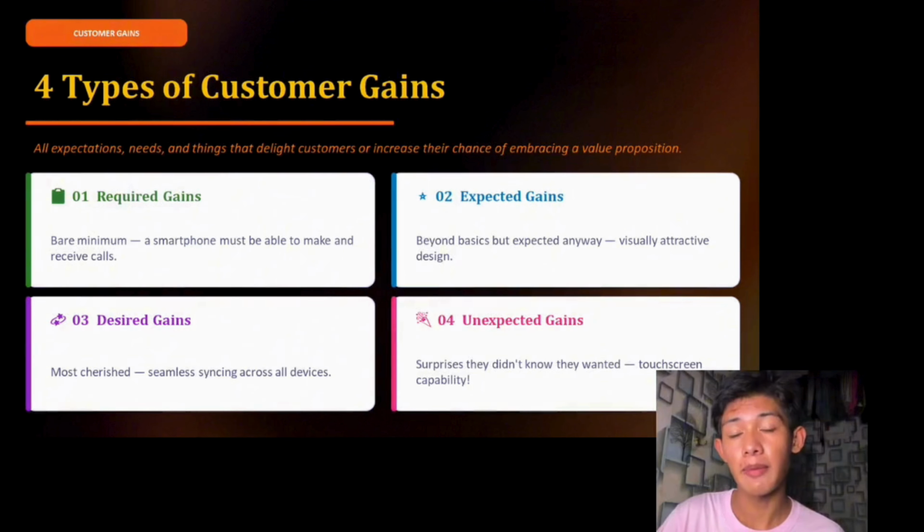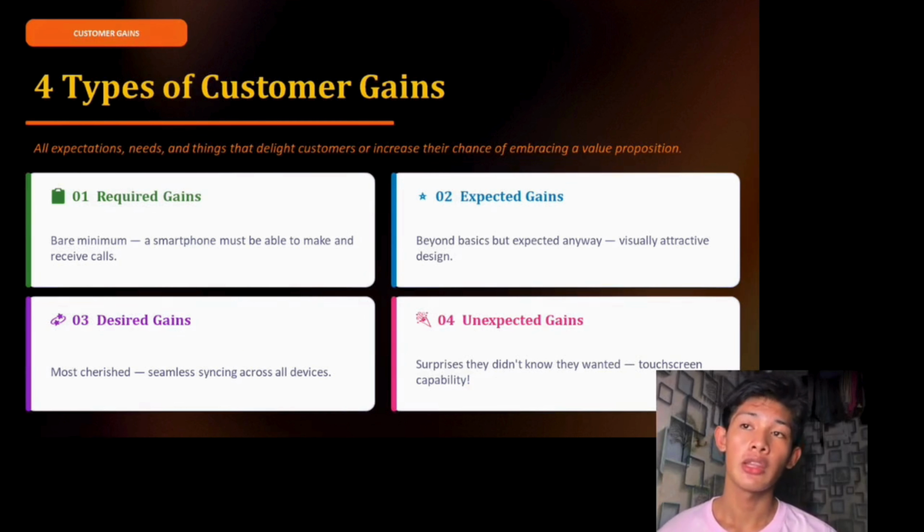So next po yung expected gains. Ito po yung mga ina-expect ng mga tao na meron sa product natin na kahit wala naman po yung features na yun, magagawa pa rin po ng product na yun yung trabaho niya. Like for example, sa cellphone. Ina-expect po nila na ito po ay maging visually attractive and fashionable. Well, kahit hindi naman po siya visually attractive and fashionable, kaya pa rin naman po niya mag-work.